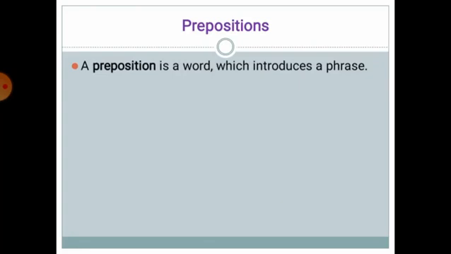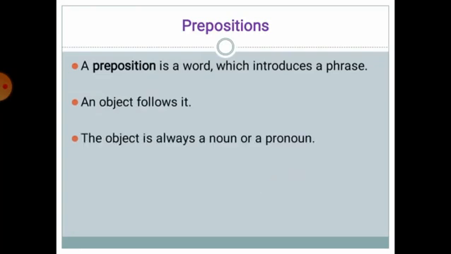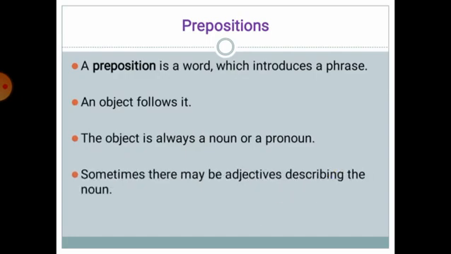This is a word which introduces a phrase. An object follows it and the object is always a noun or a pronoun. Sometimes they may be adjectives describing the noun.